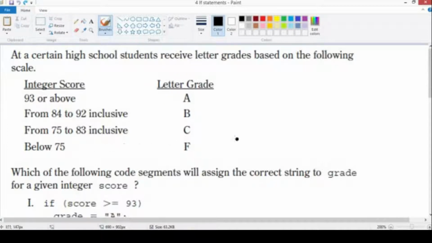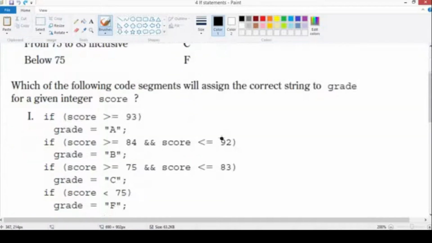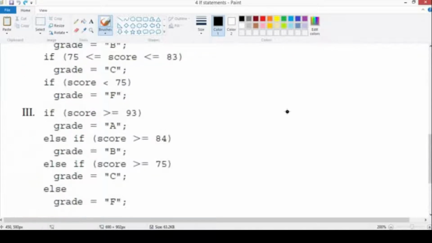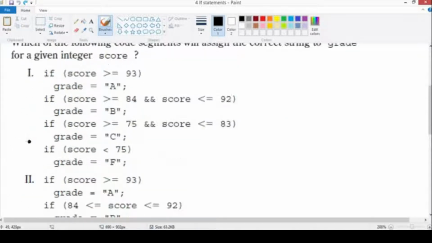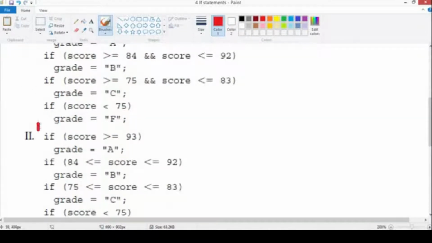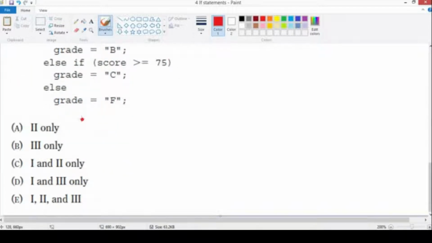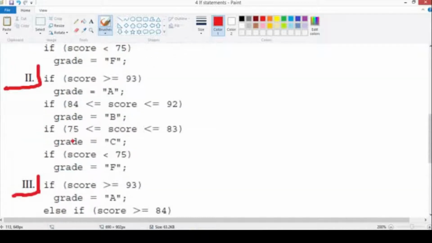Wow, they are strict. Now we have to figure out, of these three code segments, which one or ones are actually valid? You have to decide. So let's take a look at each of these and see if they work.